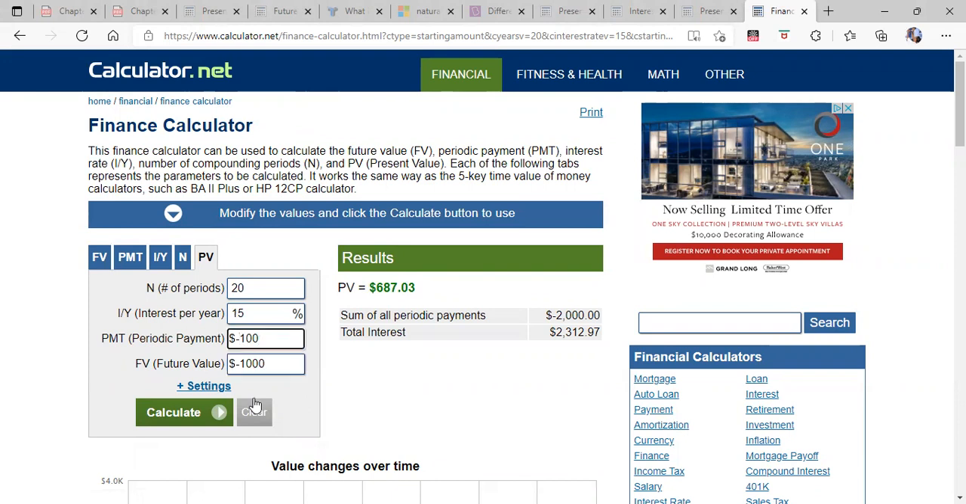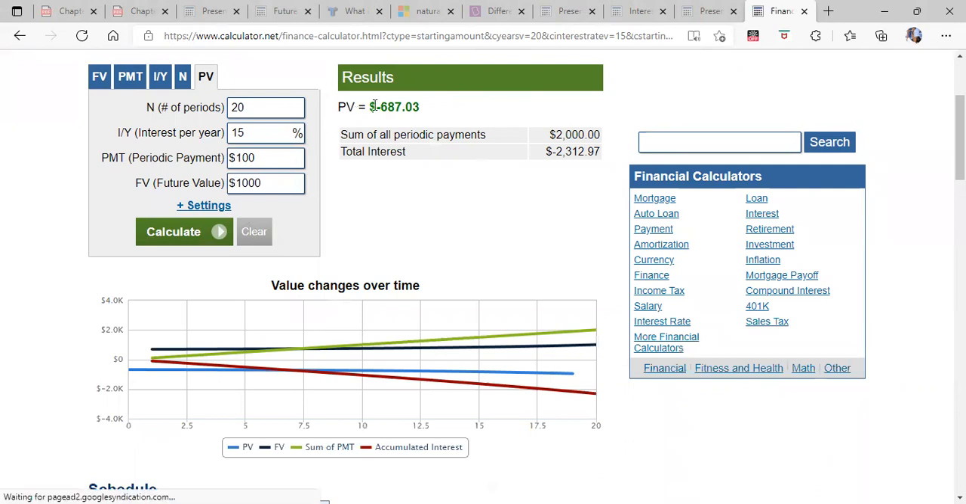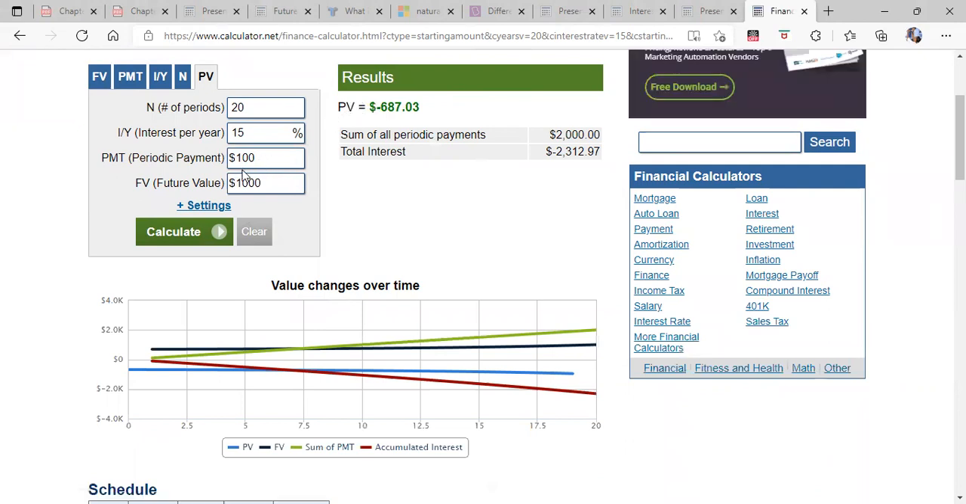What happens if you don't enter these as negative values? Take a look. If you forget to enter the negative values, you'll just end up with a present value of negative 687.03, which may mean a negative cash outflow at the beginning. It depends on how you see this, but the amount would largely be the same.